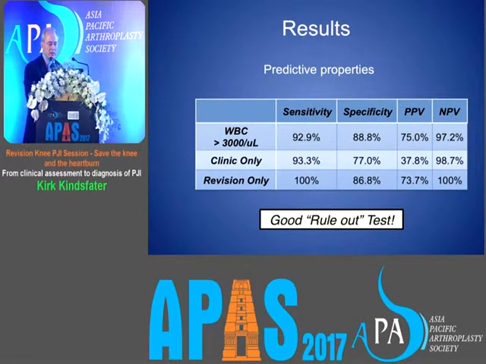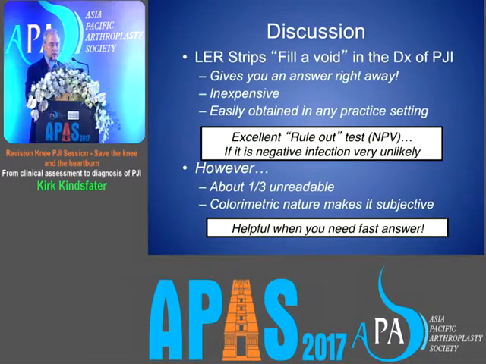But the bottom line is it's a good rule-out test. Look at the negative predictive value, and it's in the high 90%. So it's quick and a good test. It fills a void in the diagnosis of prosthetic joint infection, and it's very inexpensive, and you can do it in any practice setting. Again, some of these are unreadable. You get around that if you have a centrifuge available.